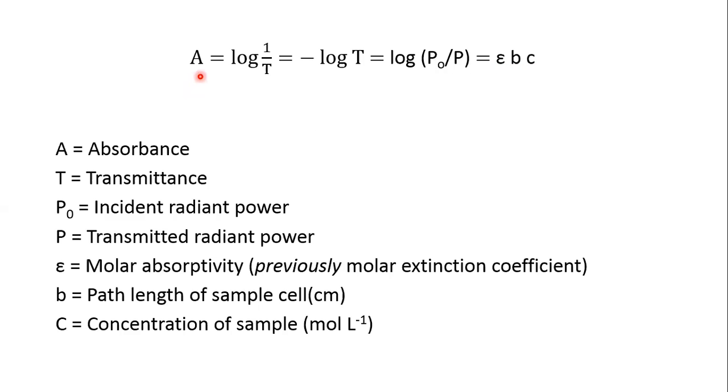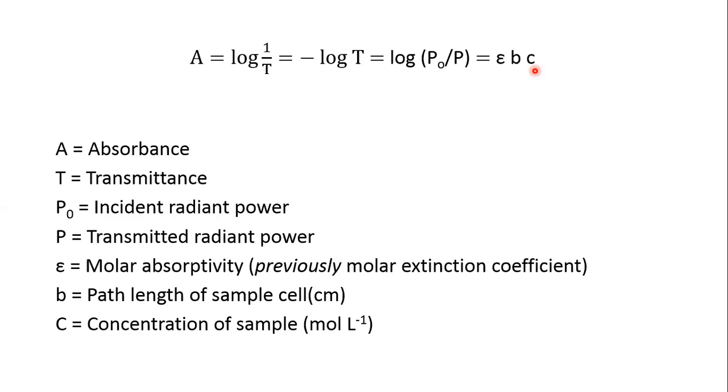Here A is absorbance, T is transmittance, P naught is the incident radiant power or power of incident light, and P is the power of transmitted light. Epsilon is the molar absorptivity, which was previously known as the molar extinction coefficient. b is the path length, generally represented in centimeters, and c is the concentration in moles per liter.